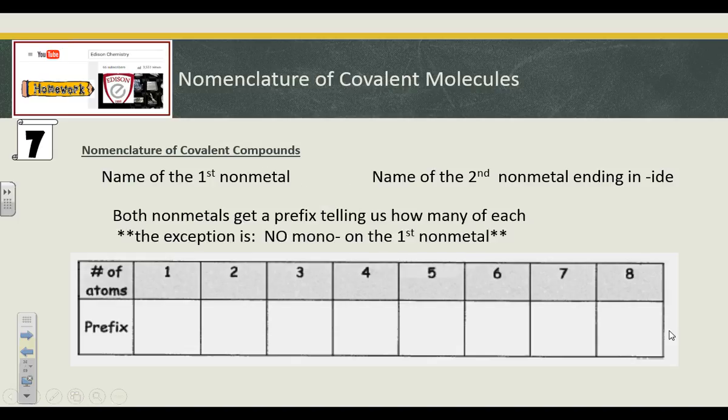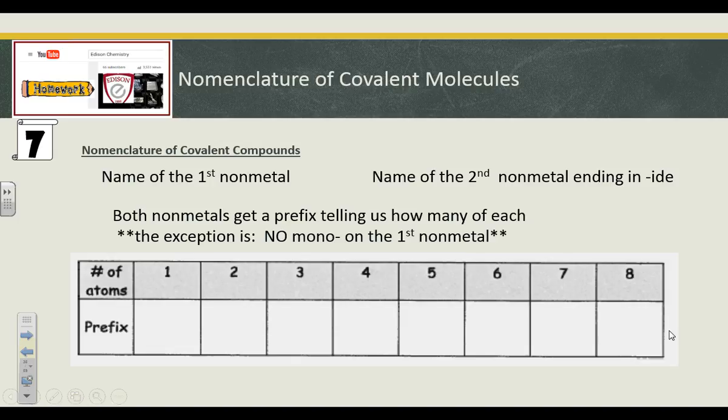The difference is that both nonmetals get a prefix telling us how many of each is in the formula. The exception is mono on the first nonmetal. So if there's only one carbon, you wouldn't say monocarbon monoxide. This is kind of redundant. So that's the only exception. You don't put mono on the name of the first nonmetal if there's only one. It's just not necessary, okay?